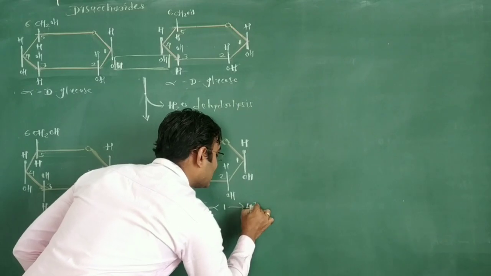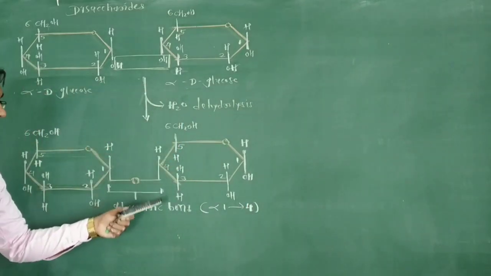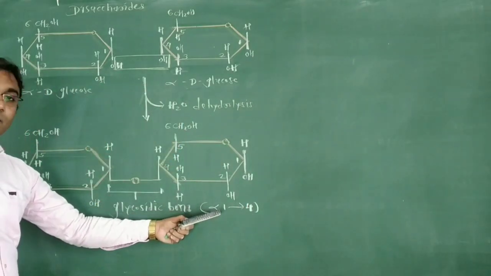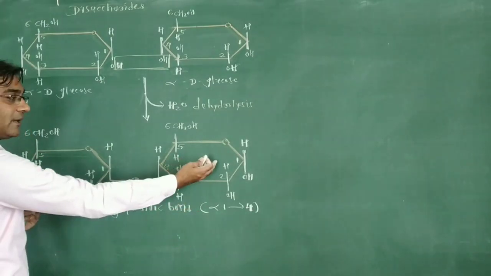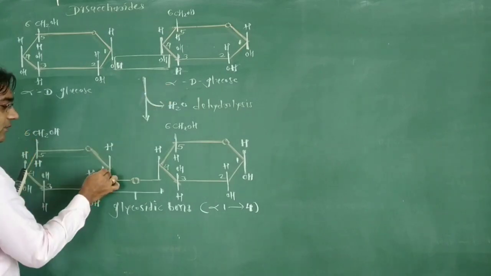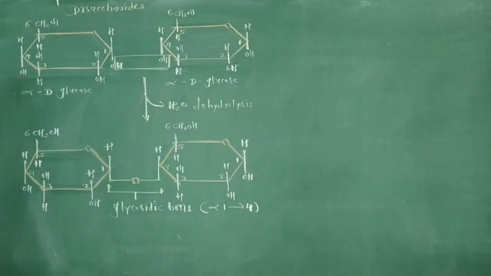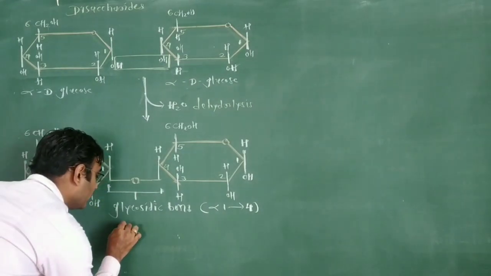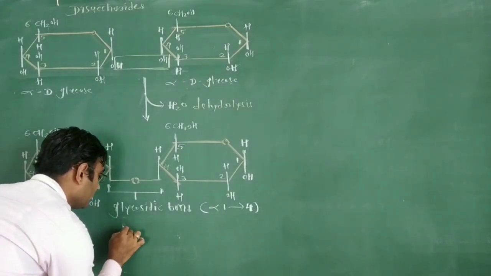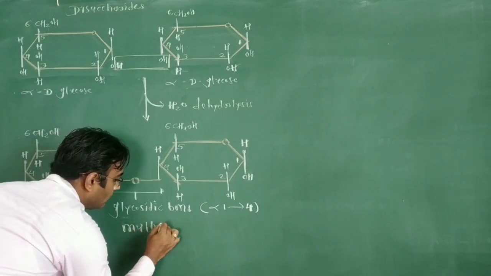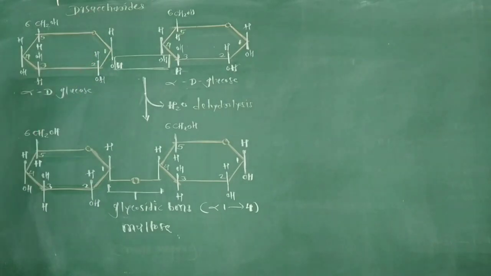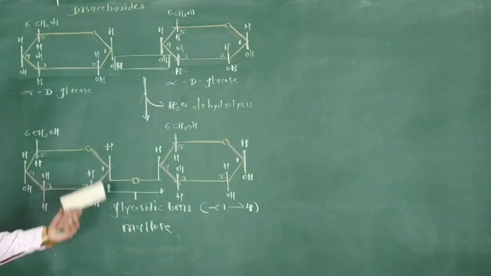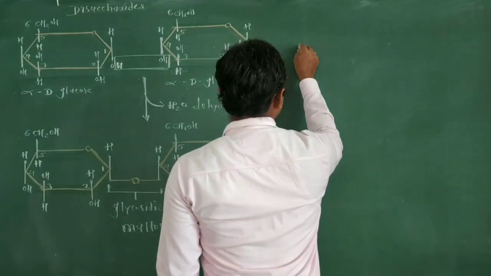Very important question. Here, the chemical bond position, what is alpha 1 to 4? Why alpha 1 to 4? Because both chemicals are in alpha position. The bond is formed between the first carbon and the fourth carbon. Glucose plus glucose gives rise to which chemical? This is maltose. Maltose is one example of disaccharide.